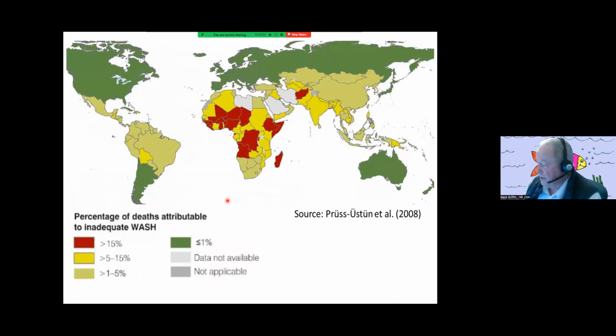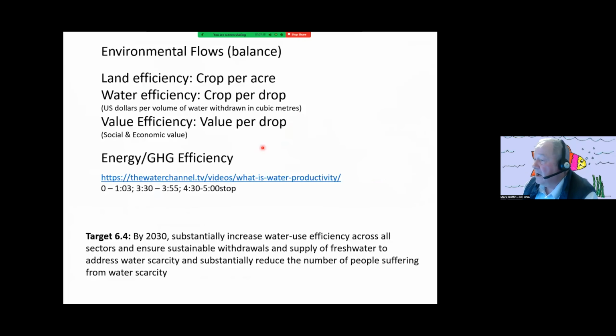If you look at the red and the dark areas right here, this is the percentage of deaths attributed to inadequate WASH. Even though we've made good progress, there's still a lot of people dying from bad water or bad sanitation.